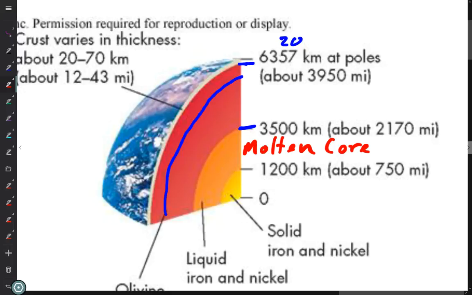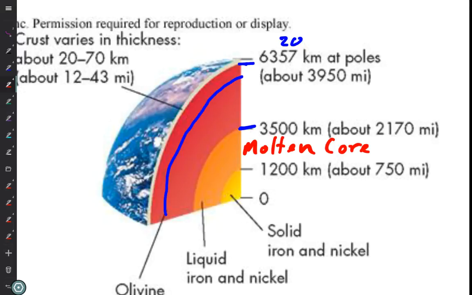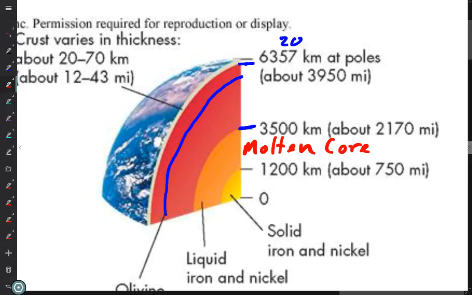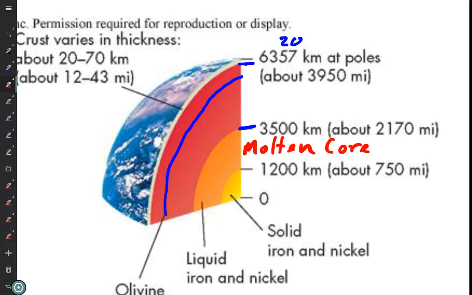But back in the day of 40-man raids in WoW, Molten Core was like the top raid, and we spent like 3 nights a week fighting in the Molten Core. So I love that, we have that. Then we have the solid core in the center, that's the center 1,200 kilometers.